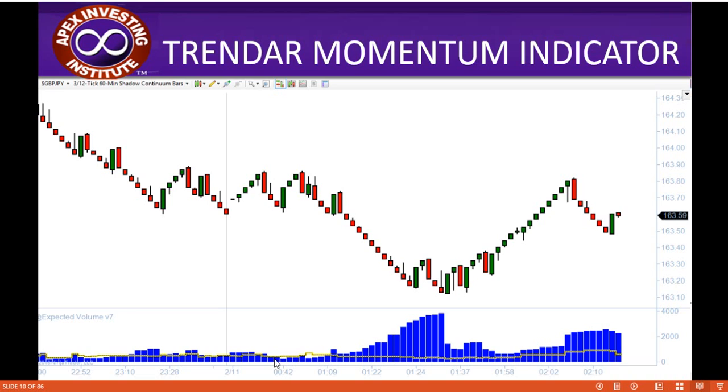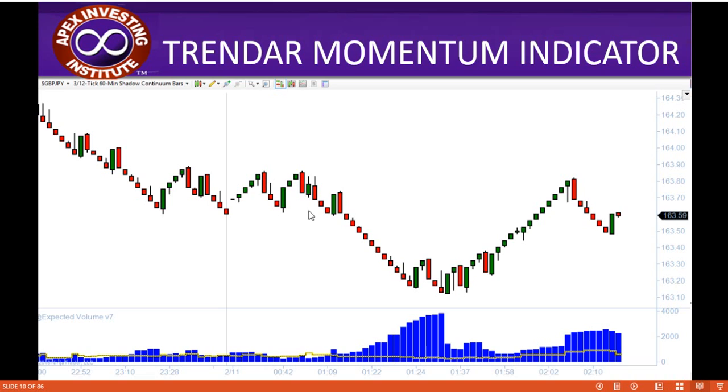Okay, same here. Right here, where you see some space between the yellow expected line and the actual, means that volume was lower than expected. And sometimes what you'll see is, look what happens right here when volume is right where it's expected, or maybe even lower than expected.